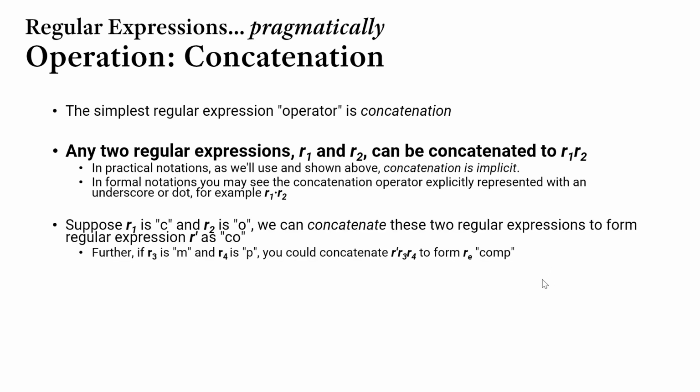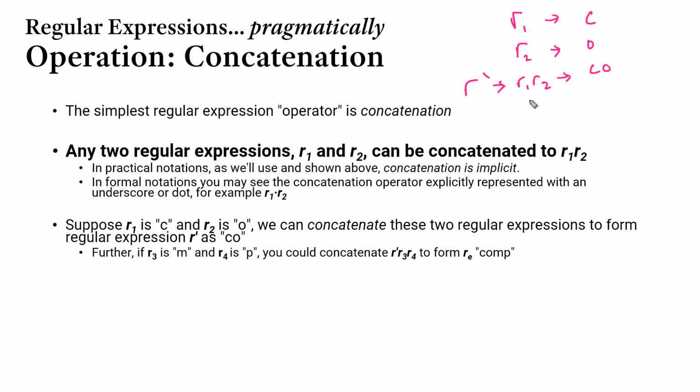And what can we do with this? Well, if we imagine an example where we have a regular expression R1, say, is C, and R2 is, say, O, we can take R1 concatenated with R2, right? And that would be C followed by O, right? And there's no real magic here, right? So let's imagine we're naming this R prime, right? So R prime we could define as a new regular expression, right? That is CO, or those two concatenated with one another.